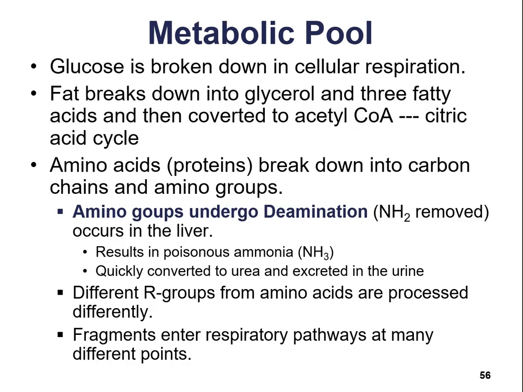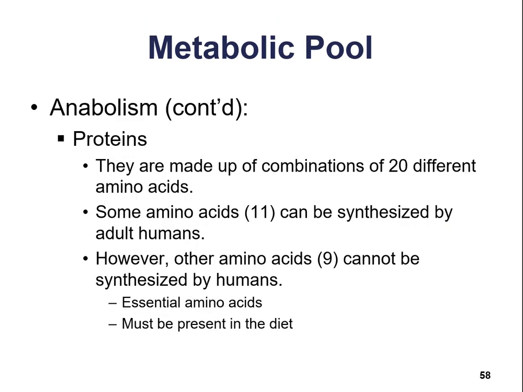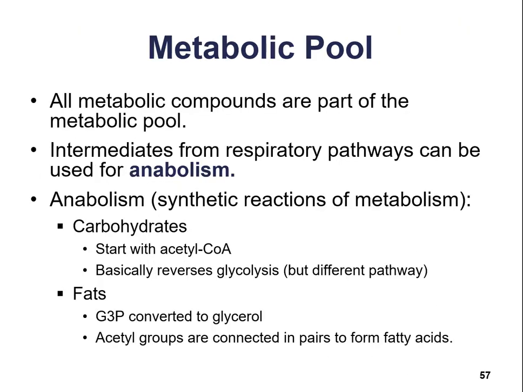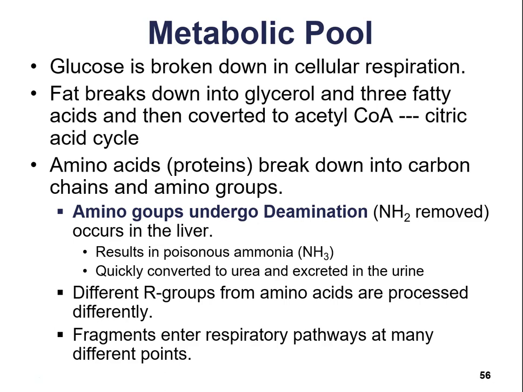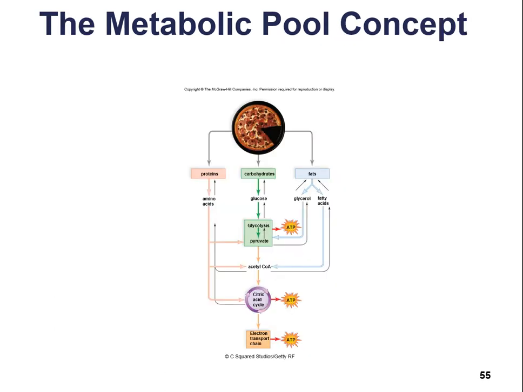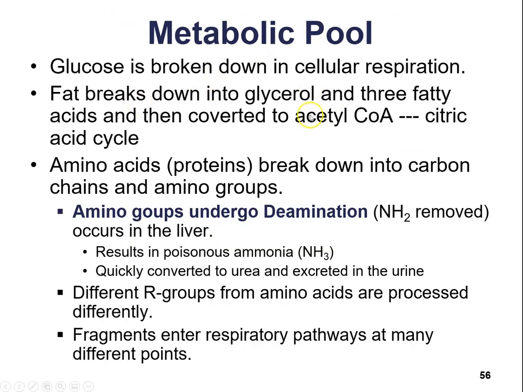All right, I guess we can talk about this a little bit. This zooms in a little more on what I just said. It says glucose is broken down in cellular respiration. That's what we were just talking about; we spent the whole chapter on that. And if you remember the figure I just showed you, fats are broken down into glycerol and three fatty acids, which are converted to acetyl-CoA, and that goes into the citric acid cycle. So this gives a little more information about how the breakdown of these different biomolecules feeds into the process we were talking about.